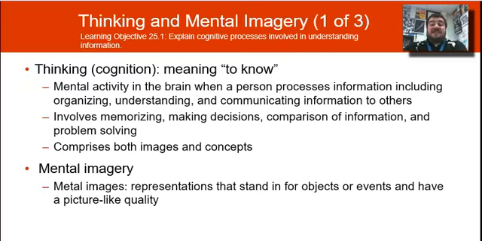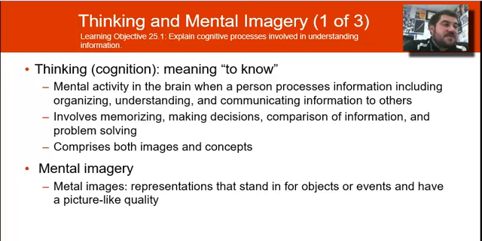So, thinking and memory. Cognition means to know. It's the mental activity that's going on in the brain when a person processes information, including organizing that information, understanding it, and communicating it to others. Things that we do while we think are memorizing, making decisions, comparing different information, and problem solving. And this comprises both images and concepts.